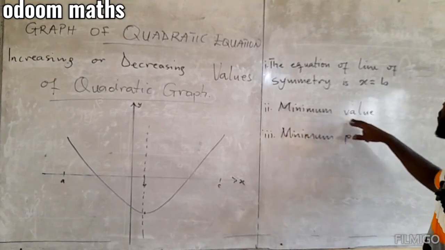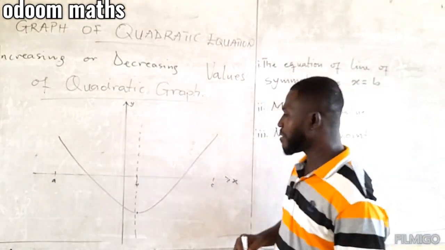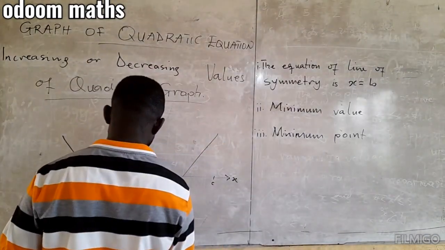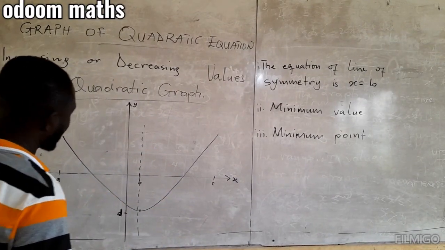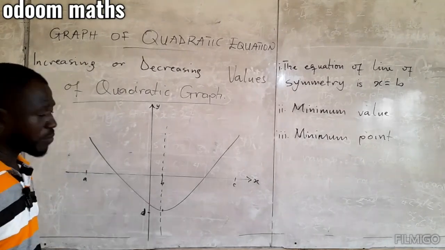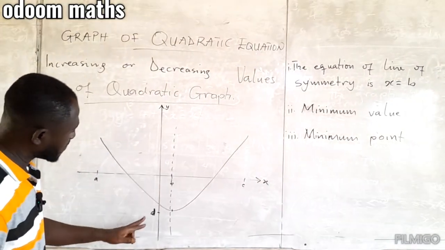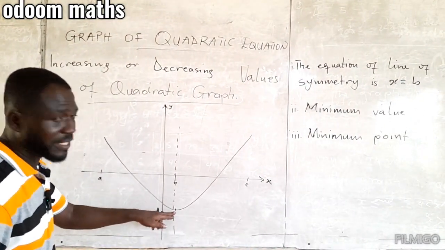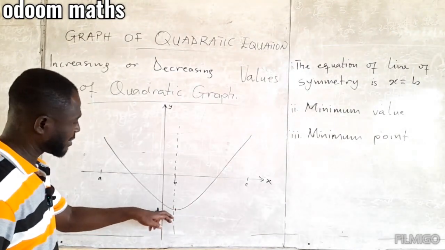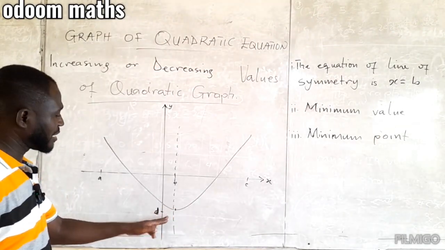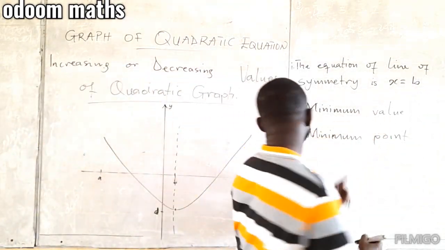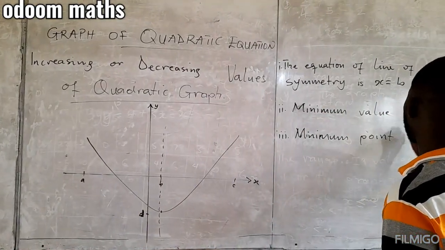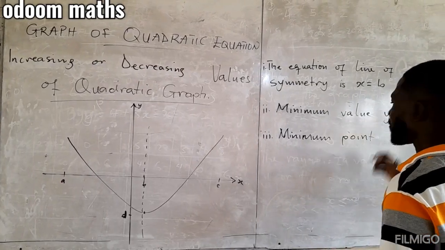Then the minimum value. I said for the minimum value, we need the y components. We need only the y components. So this is the depth of this value. The deeper part of this value is on the y equals d. So the minimum value for this graph is y equals d.